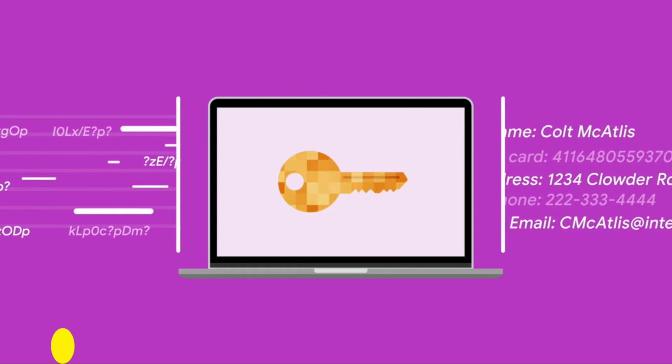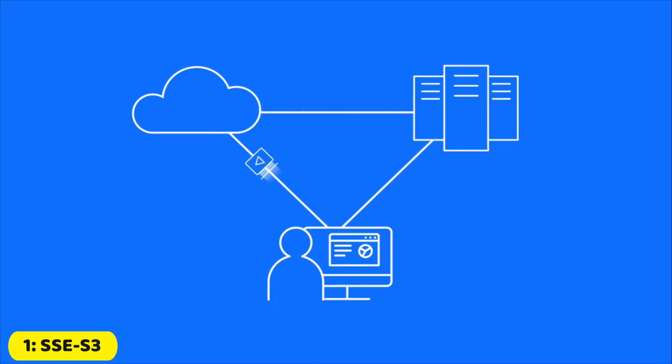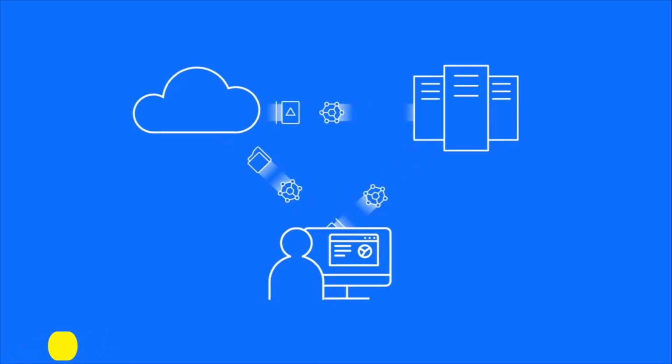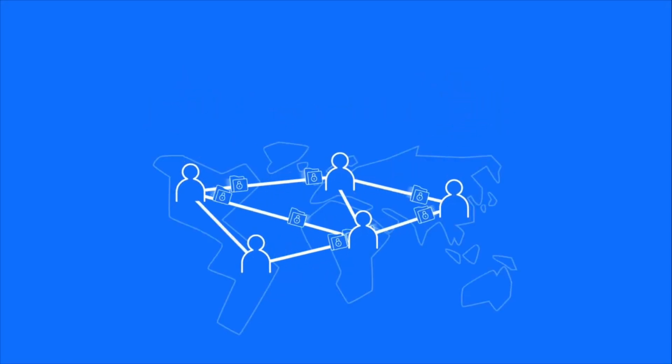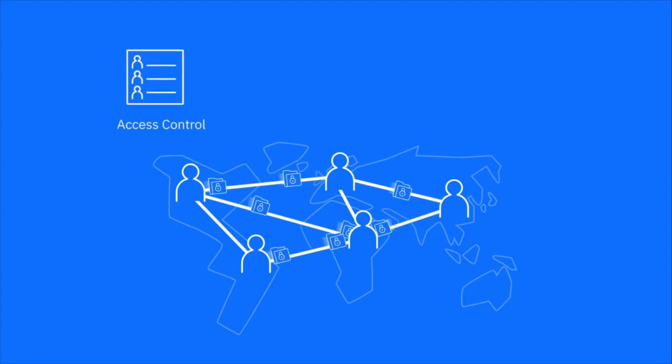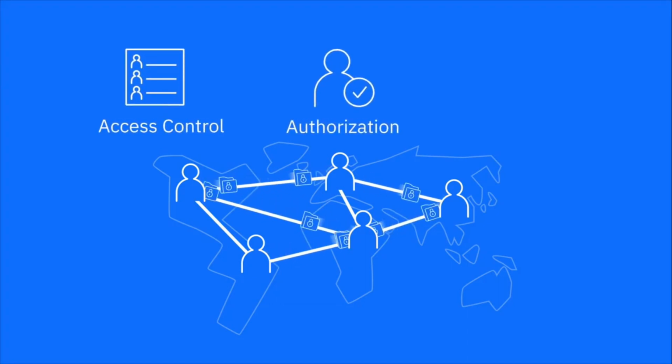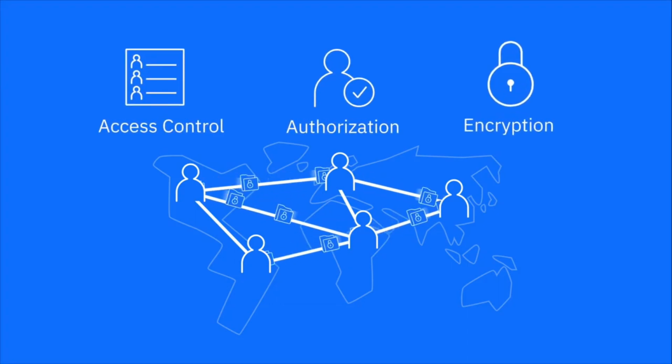First is the SSE-S3. These are the S3 managed keys, and S3 itself manages all the encryption and decryption for you, and you don't need to worry about anything. It uses AES 256-bit encryption. This is the common type and the easiest to use.